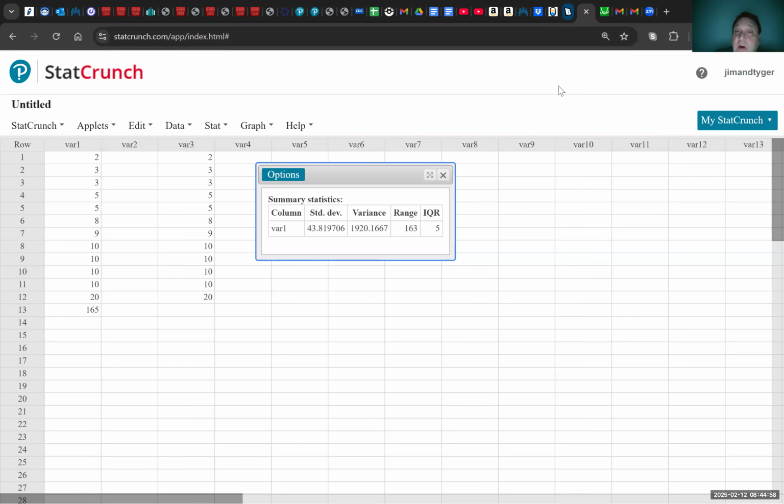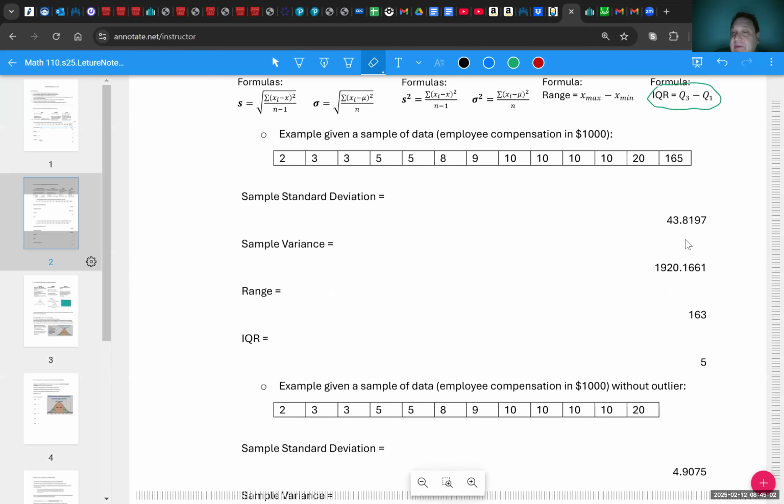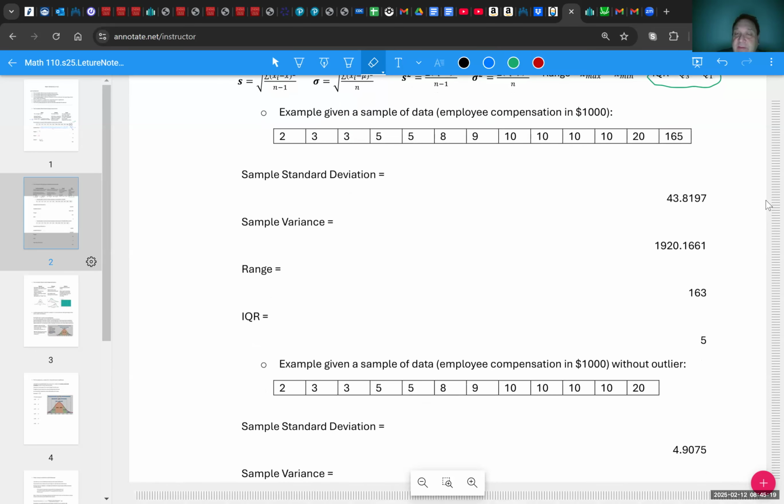So we'll go back to our worksheet here. Again, I've typed in the answers ahead of time just to make the lecture go a little more smoothly. So that's the standard deviation number, that's the variance number, the range number, and the IQR. Those are all different measures of variation for our data set. All right, and we're going to be relying on technology quite a bit in this course.